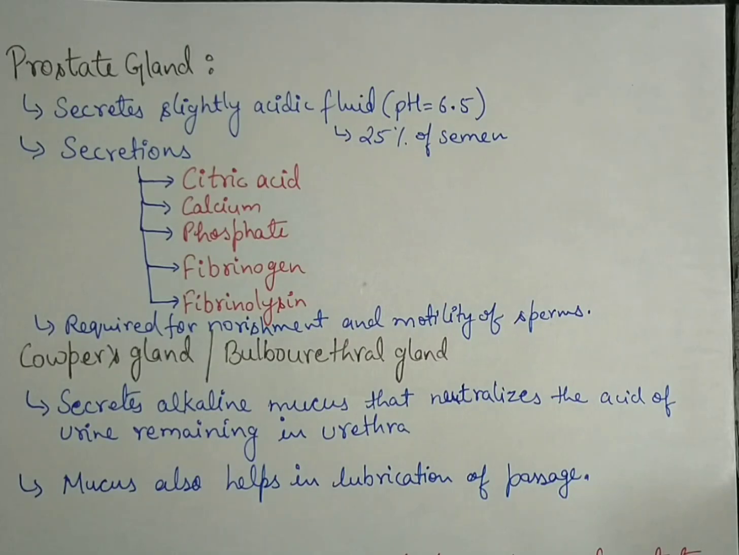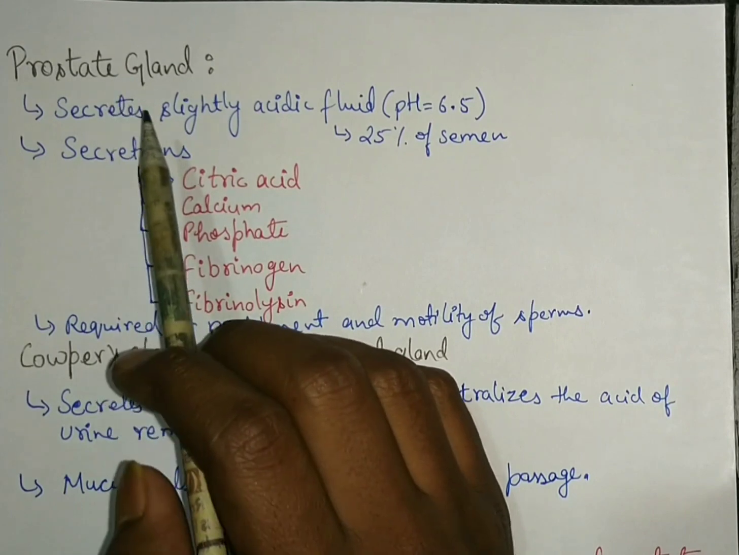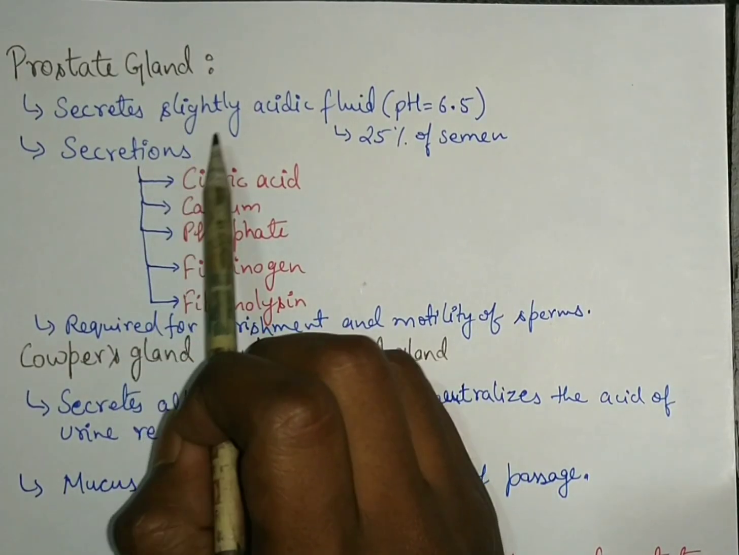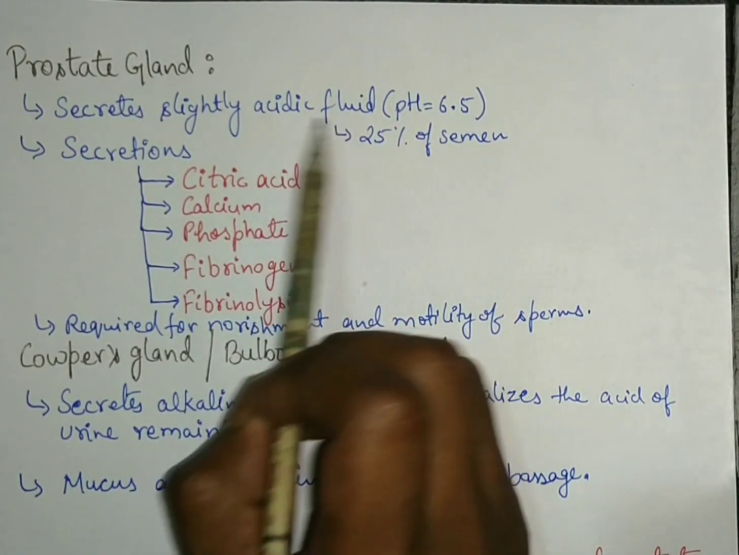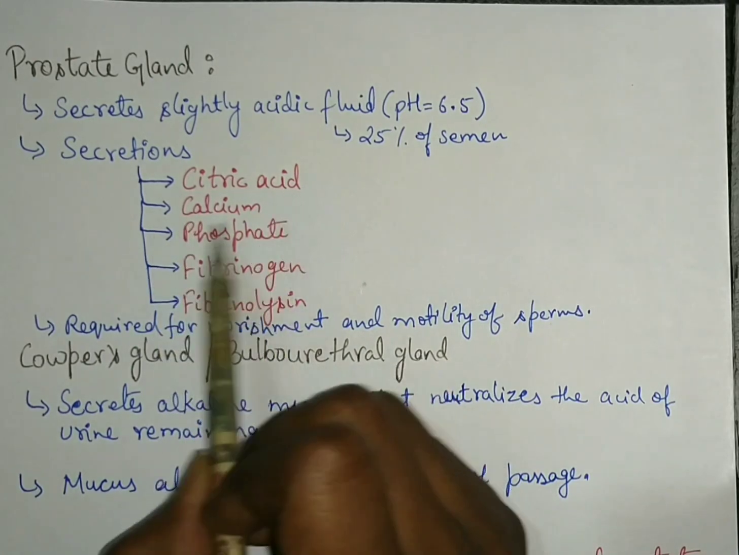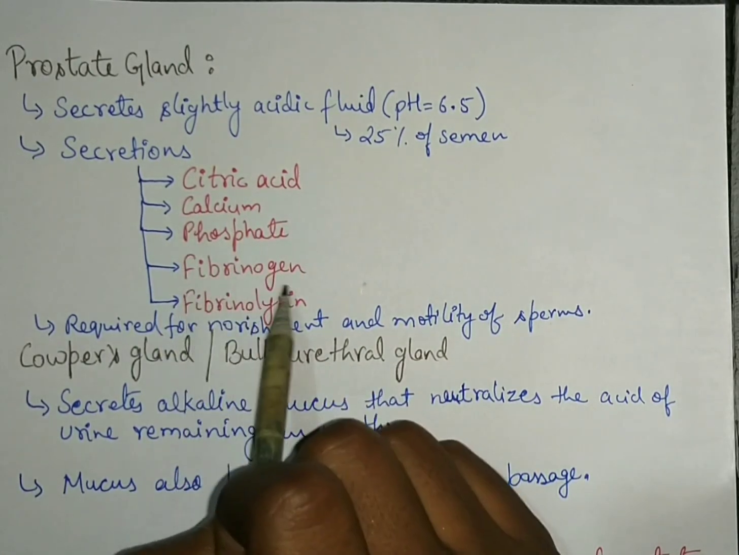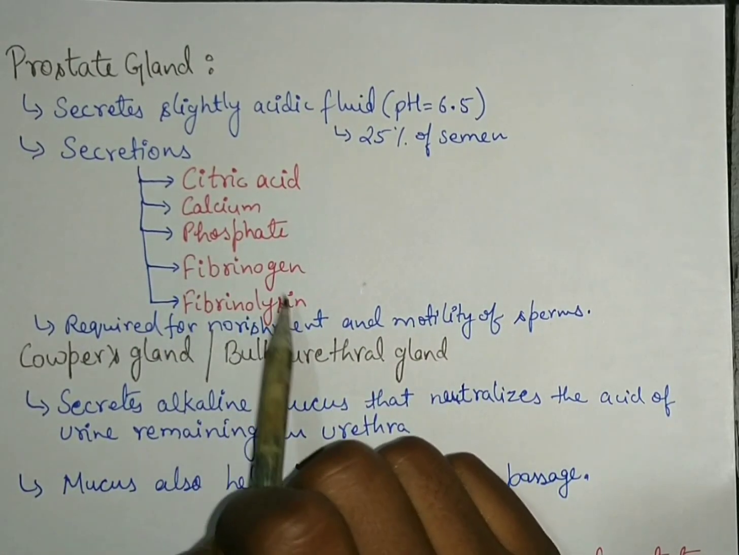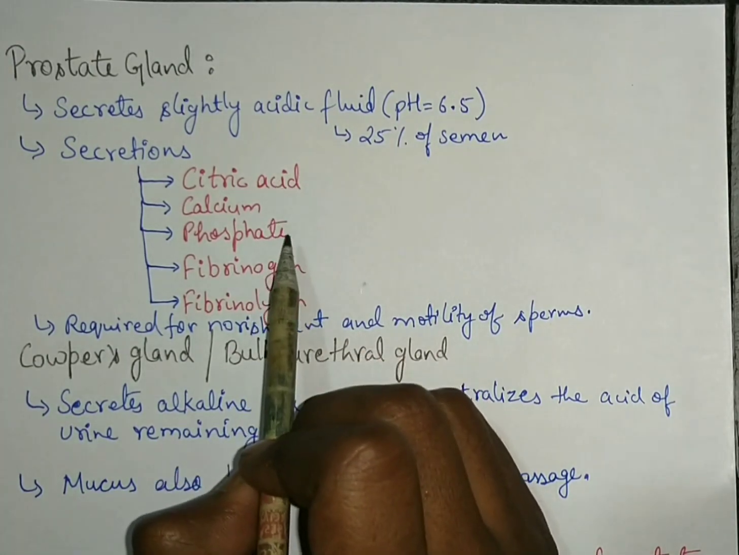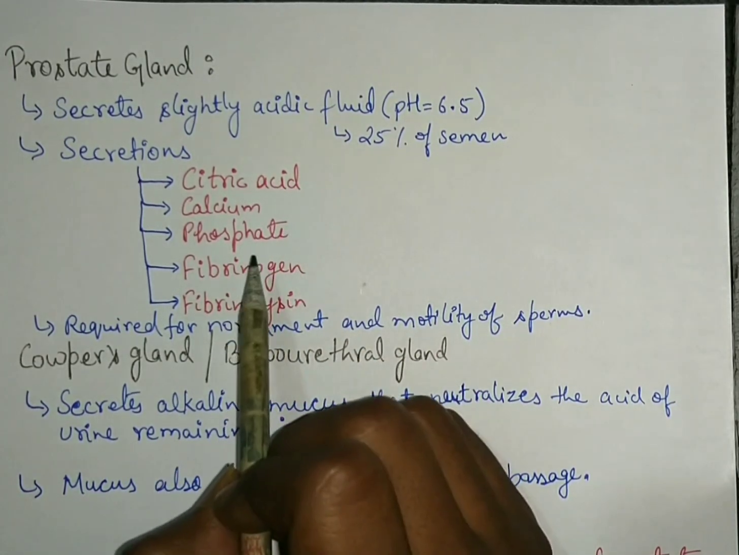Next gland is prostate gland. It is a singular gland and it secretes slightly acidic fluid, and this fluid consists of citric acid, calcium, phosphate, fibrinogen and fibrinolysin. These upper three secretions helps in the maintenance of sperms.